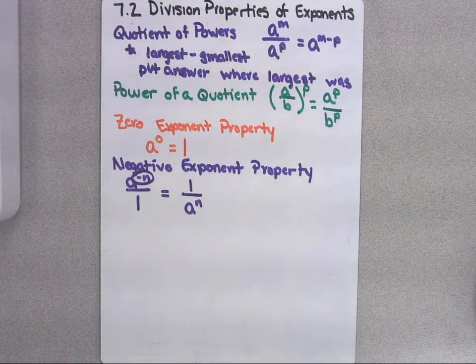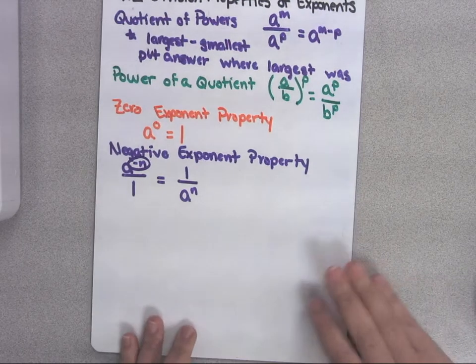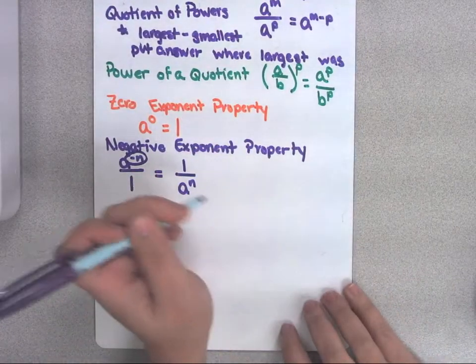The number does not change. Whatever it's attached to does not change except for its exponent. So if it's on the top, it moves to the bottom. Vice versa. If it's on the bottom, it moves to the top.